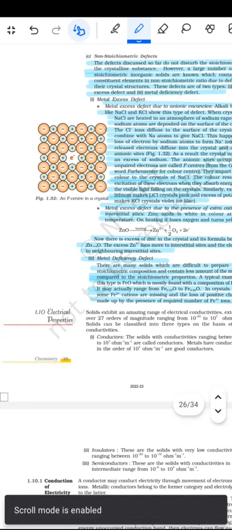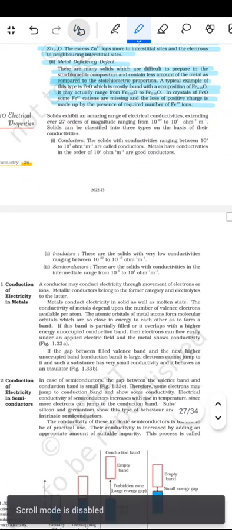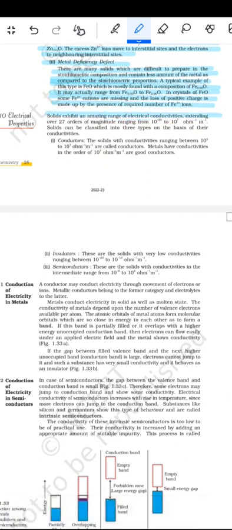यहाँ पर दिया हुआ है एन एफ सेंटर इन ए क्रिस्टल। आगे बढ़ते हैं तो आप है इलेक्ट्रिकल प्रॉपर्टीज। तो इनसर्ट कह रहा है कि Fluids exhibit an amazing range of the electrical conductivities extending over 27 orders of the magnitude, ranging from 10 के power minus 20 to 10 के power 7 ohm per meter. Fluids can be classified into three types on the basis of their conductivities.